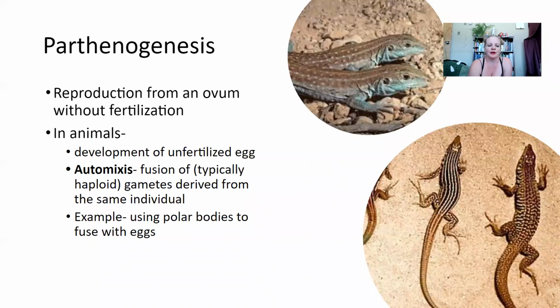Okay, so let's talk about parthenogenesis. This is when we see reproduction from an egg. Ovum is the fancy science word for egg, where we see reproduction from an egg without fertilization happening. This usually happens from an unfertilized egg, like we talked about with the bees, but we can see it in some other kinds of critters. So this is automixis, where we have fusion of two, usually egg cells derived from the same individual.